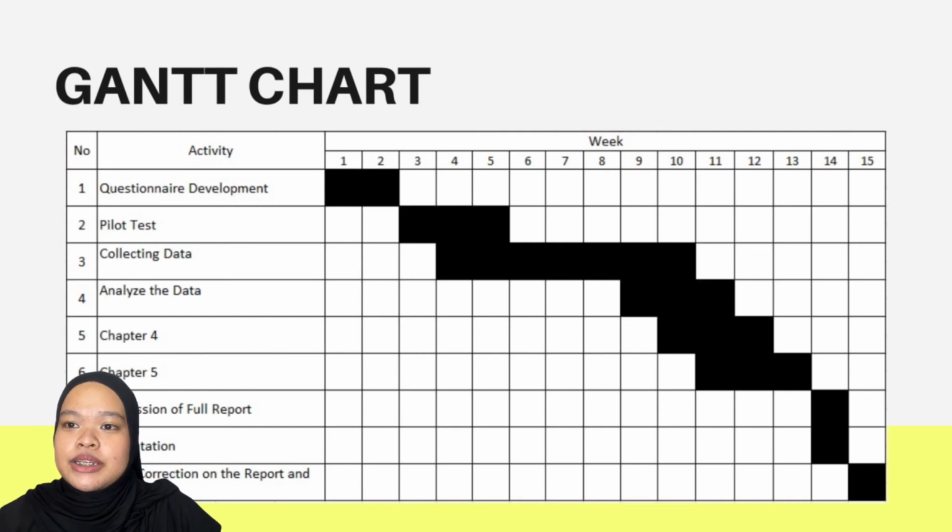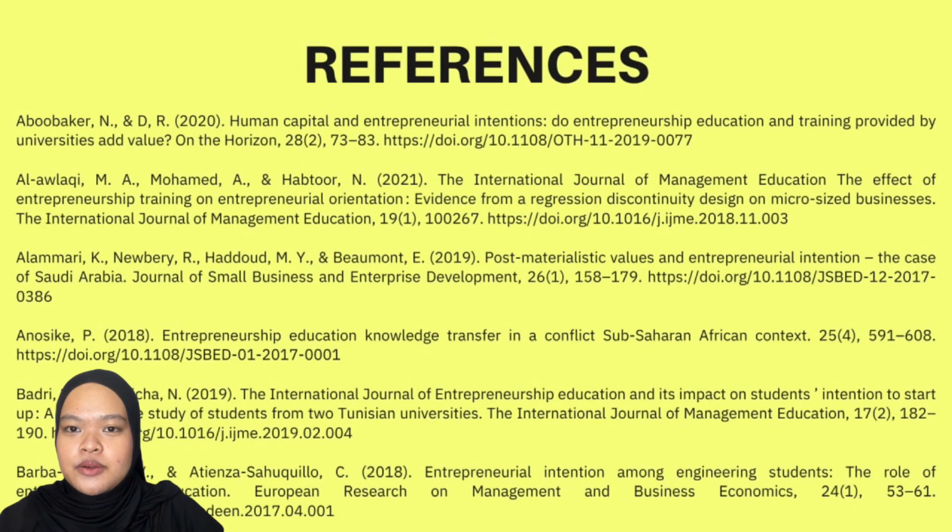This is the Gantt chart that represents the process of completing this research. And the last one is the references that are used to carry out this study.